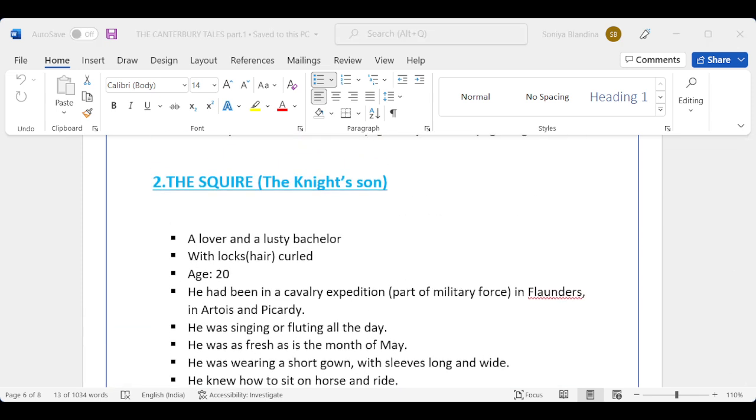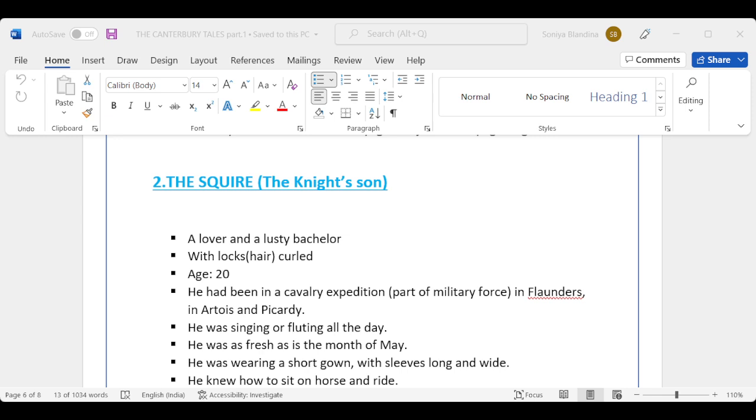Okay, the squire is the son of the knight. Okay, so see, he is a lover and a lusty bachelor with locks curled. So what kind of hair did he have? Curly hair. So 20 years, and he had been in a cavalry expedition. It's kind of a military force. What are the places? In Flanders, in Artois and Picardy. So these are all the places he was a part of military operation or military force.